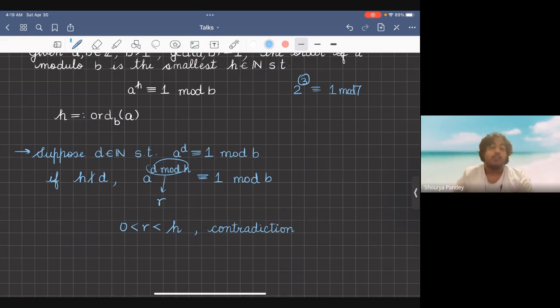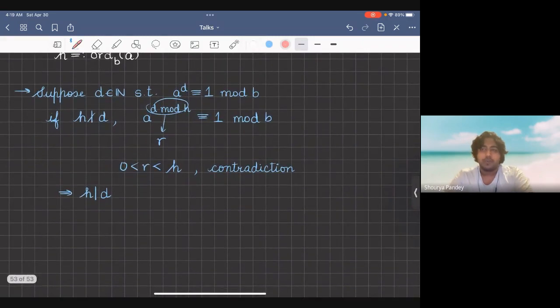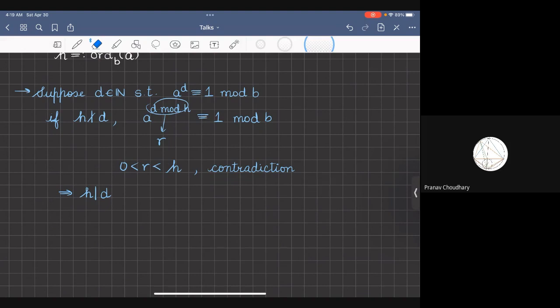Because now a to the r is 1 mod b and r is a natural number less than h. So this means h is actually a factor of d. Okay, great. So in particular, I'm assuming people are comfortable with the phi function. Just let me know if you don't know what the phi function is. It's the Euler-Totient function. It's the number of coprime numbers less than or equal to n.